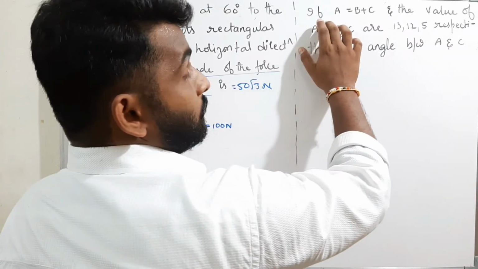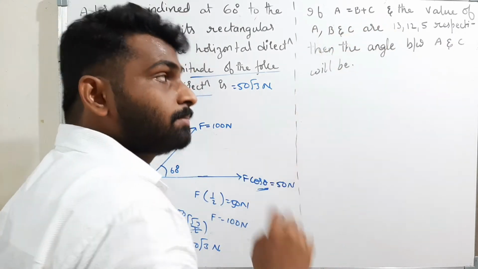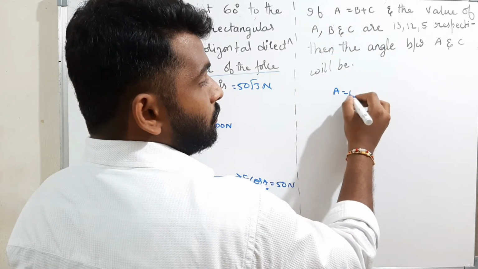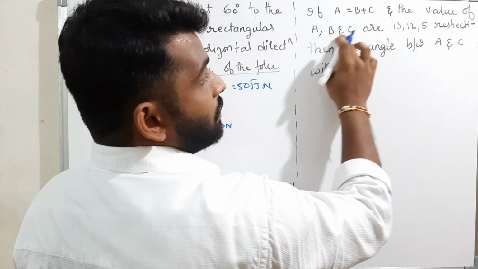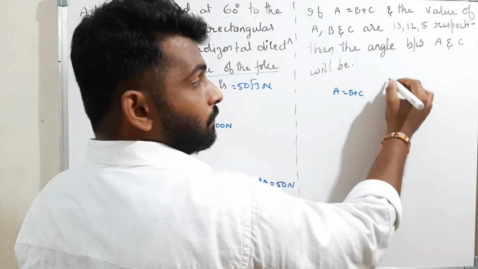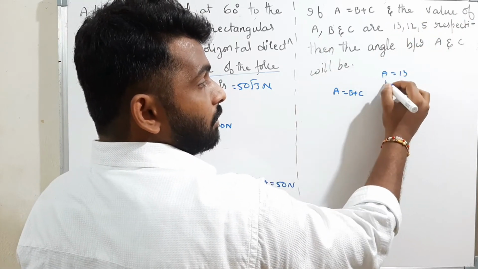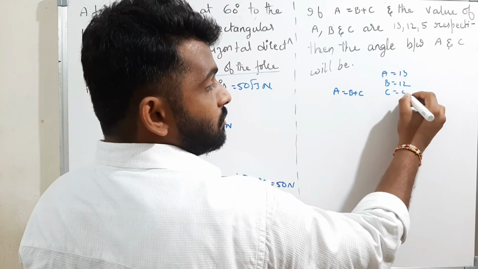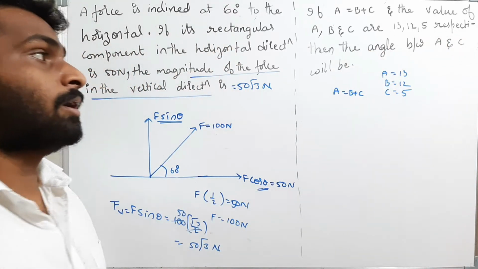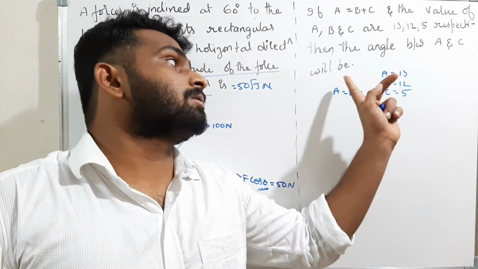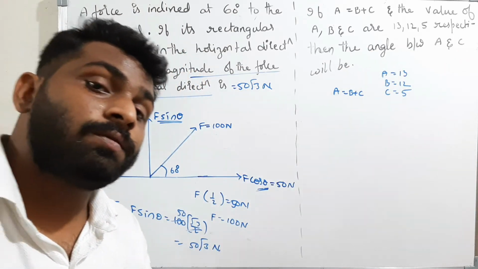Now see this one. If A is equal to B plus C, the values of A, B, C are 13, 12, 5. Therefore the value of A is 13, the value of B is 12, and the value of C is 5. Well and good. Then they ask to find the angle between A and C.